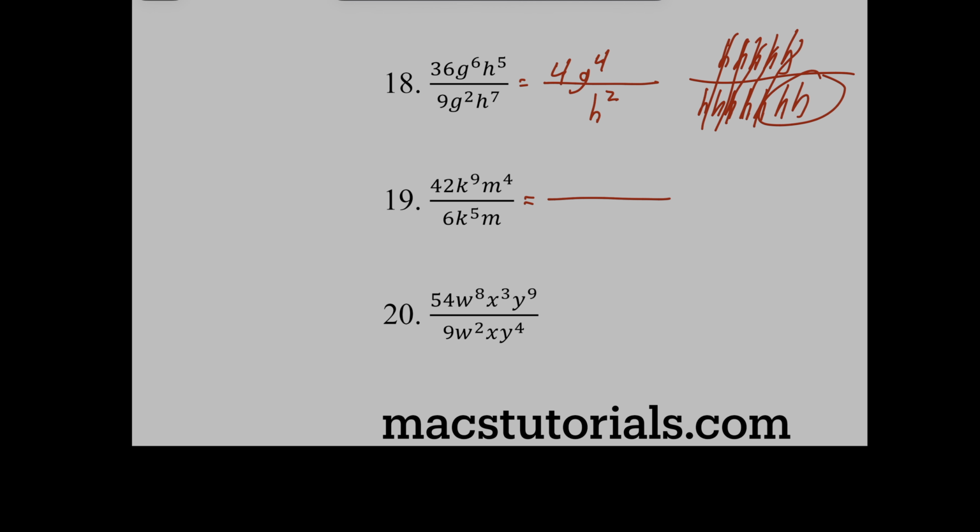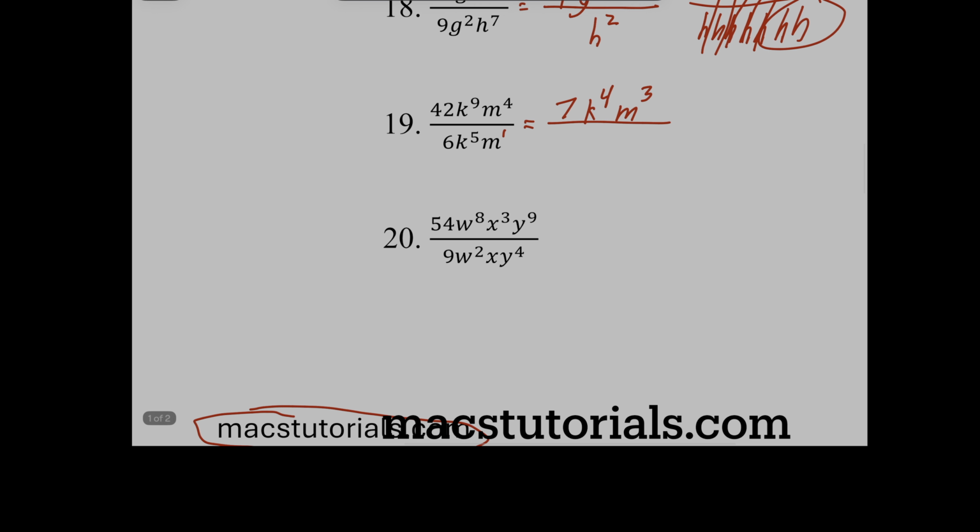42 divided by 6, that leaves me with a 7. With my k's, I have more on top, so I subtract and I keep it on top. With my m's, I have more on top, so I subtract and I keep it on top. And lastly, number 20, 54 divided by 9 is 6, and I have more w's on top, so I subtract. I have more x's on top, I subtract them. And I have more y's on top, and I subtract them.